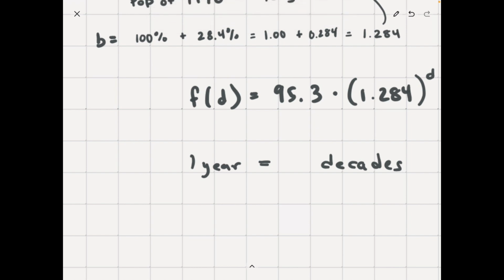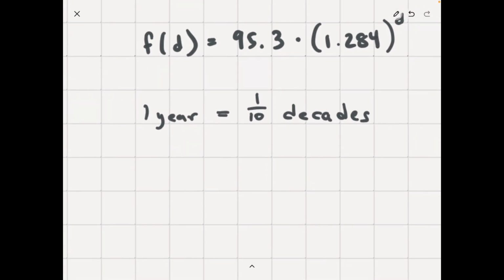Okay, how many decades would that be in 1 year? So when we did that table earlier, you probably saw that 1 year was 1/10 of a decade, right? A decade's 10 years. So 1 year is 1/10 of a decade. So what we want to know is what was our growth rate for 1 year? What was our growth factor for 1 year?